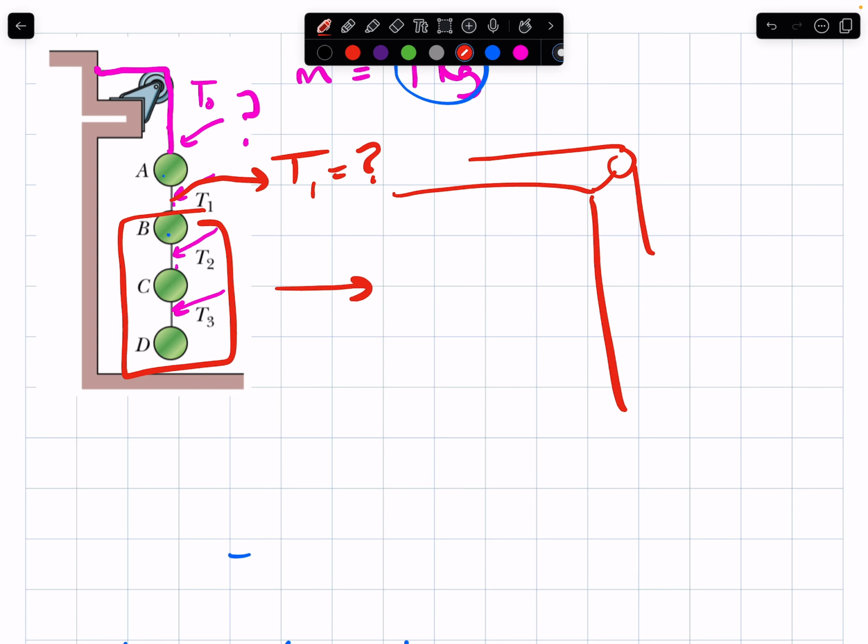There's mass A. And there are 3 of those other masses, so that's equivalent to 3 kilograms. Okay. And you want to find the tension in this string connecting A with those other masses.